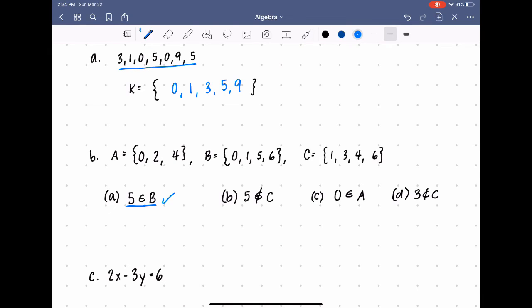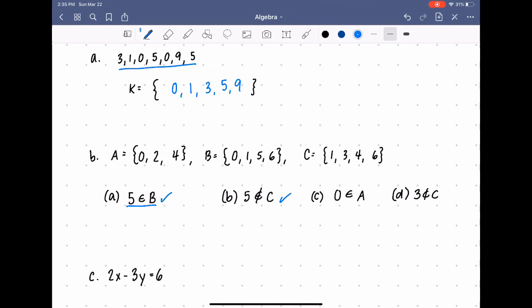Question B, 5 is not a member of the group C. Let's see if that's correct. We go to group C. Is 5 not a member of it? Correct. 5 does not exist there in group C, so that would be true.